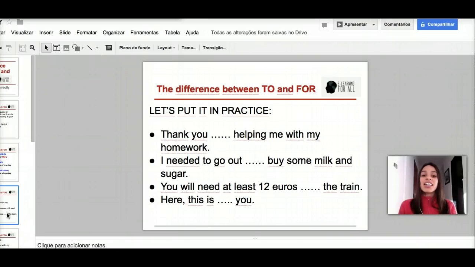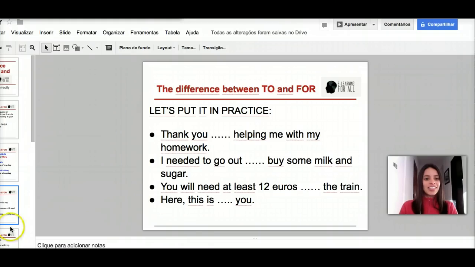Perfect. The next one. You will need at least 12 euros to the train, or you will need at least 12 euros for the train. What do you think is the correct form? To or for? Write your answer down. We're going to check it soon. One more example. Here, this is to you. Or here, this is for you. So, what is the correct form? For you or to you? What do you think? Write down your answer.